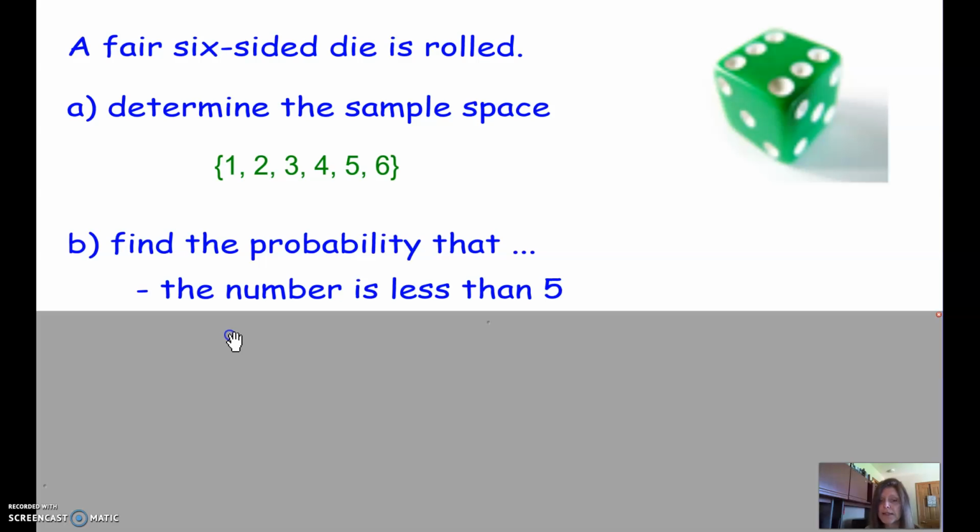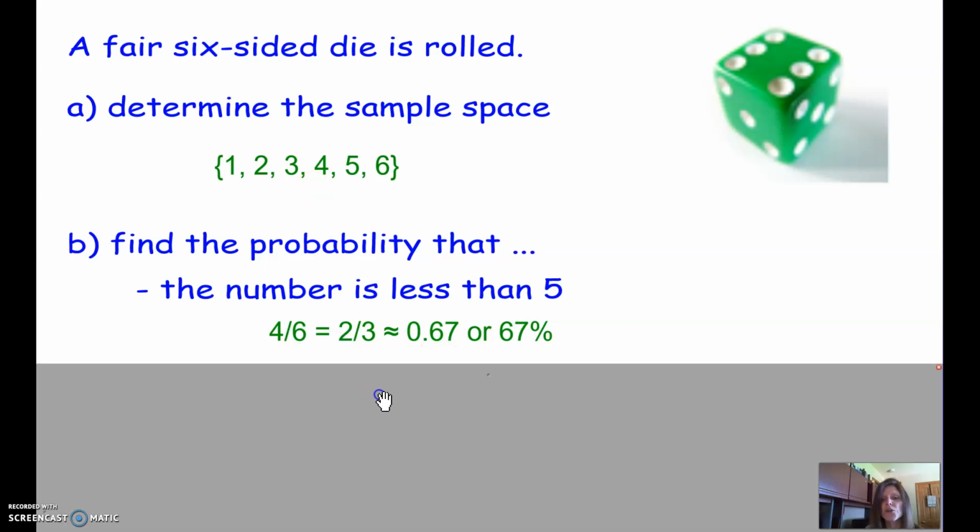So if I want to calculate the probability that when I roll, the number is less than 5, I would have to look into my sample space and determine how many of those outcomes are less than 5. Well, a 1, a 2, a 3, and a 4 are all numbers that are less than 5. So there are 4 outcomes that meet my event criteria. So my probability in this case would be 4 divided by the total number, 6, which we're going to reduce.